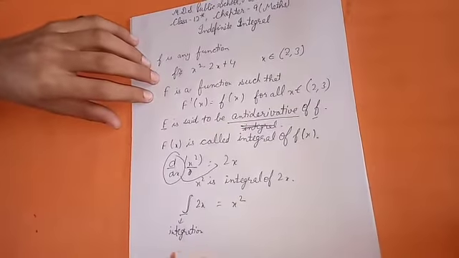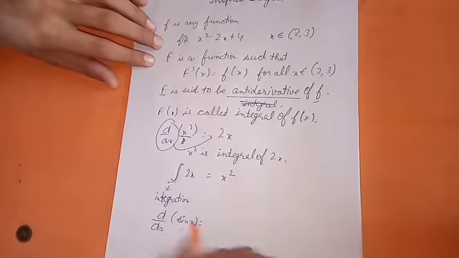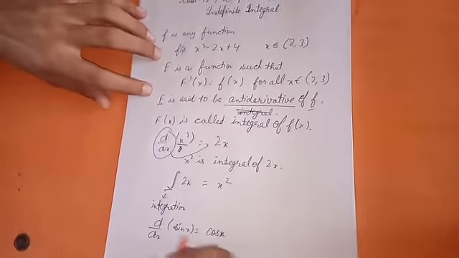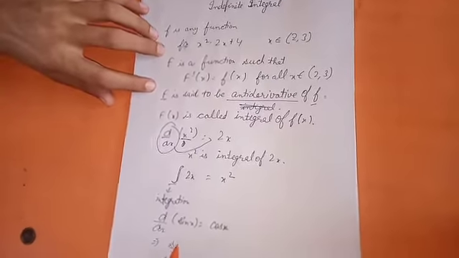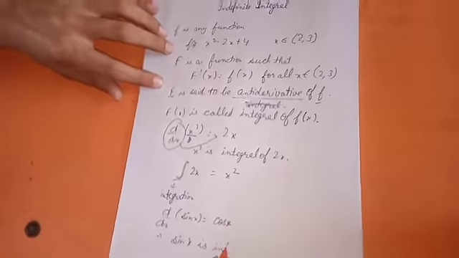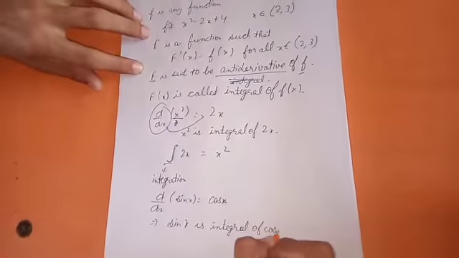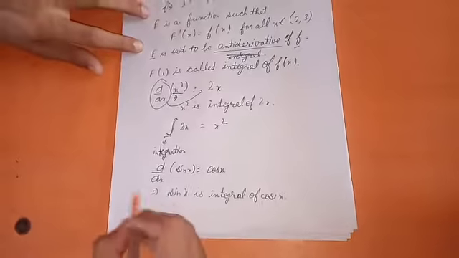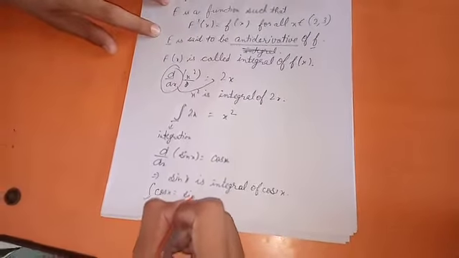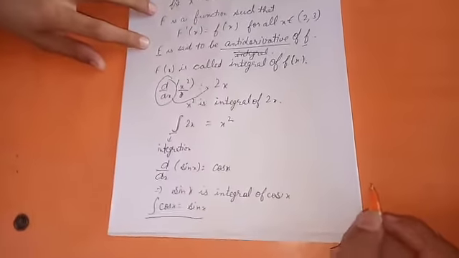Similarly, if I do d by dx of sin x, that will be what? Cos x. That means sin x is integral of cos x. So what do we get from here? That integration of cos x will give us sin x. It is symbolic representation.